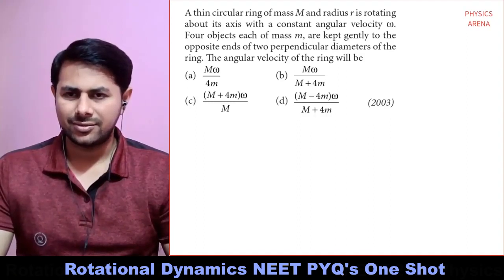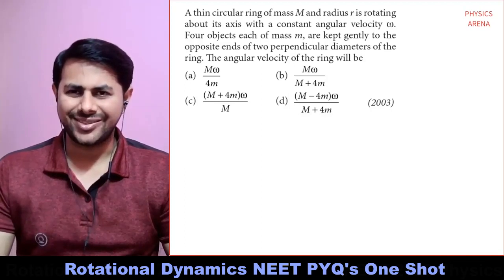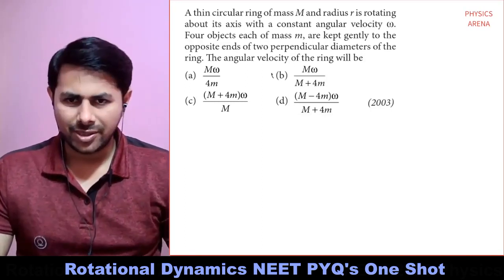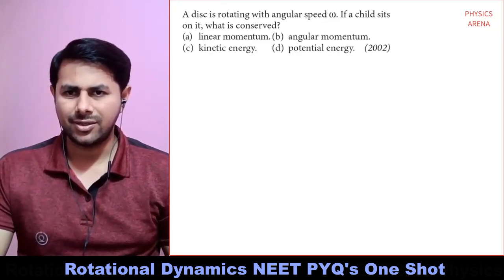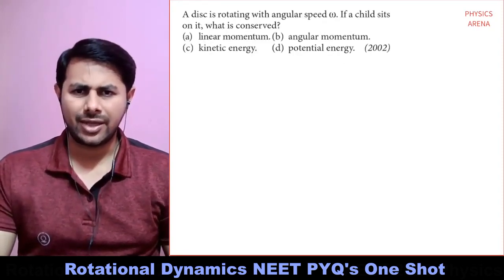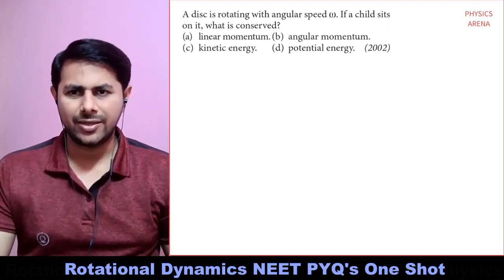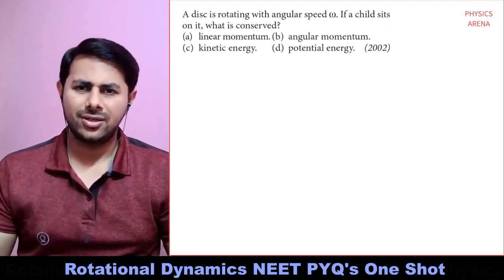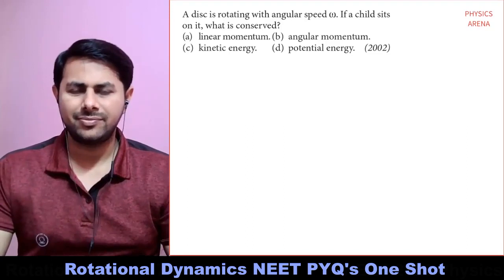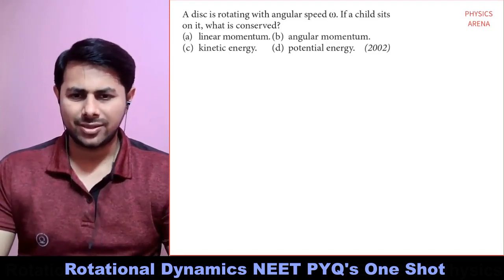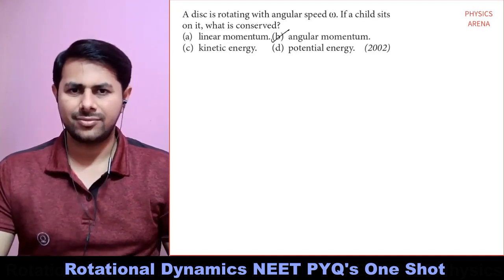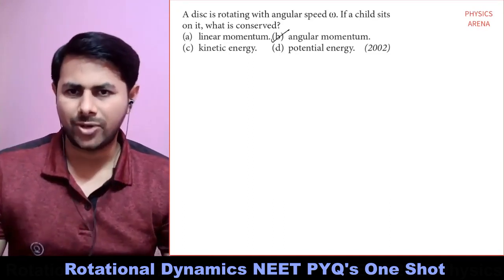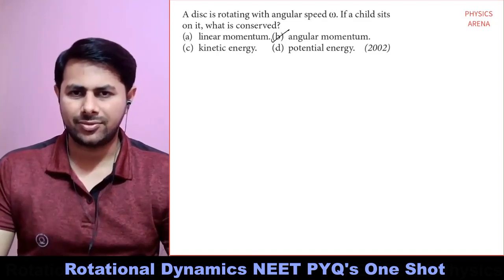Do you agree or we need to solve this? So option B is the answer for this. Let's solve the next one. A disk is rotating with angular speed omega. If a child sits on it, what is conserved? Again, this is repeated. Tell me. Right, angular momentum is conserved, because there is no external torque on the system of these two bodies. So angular momentum is conserved.